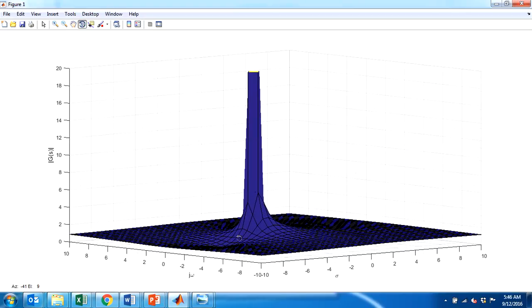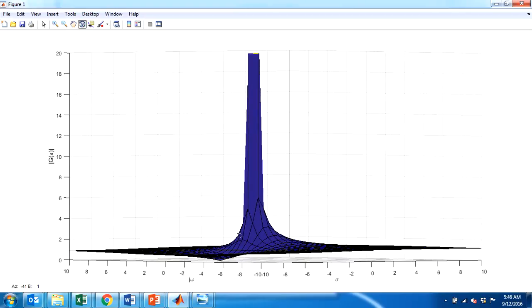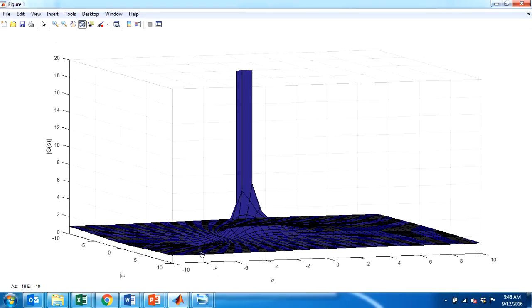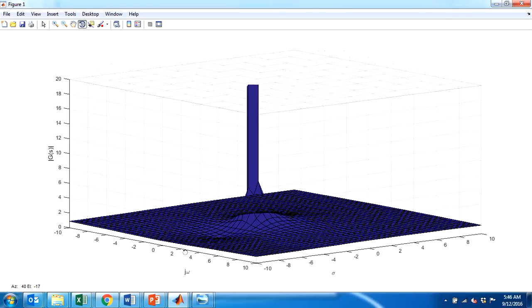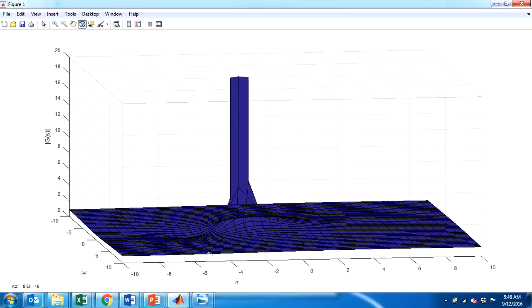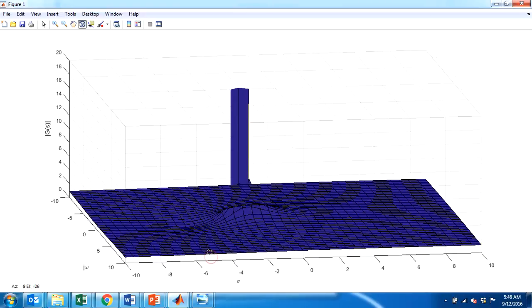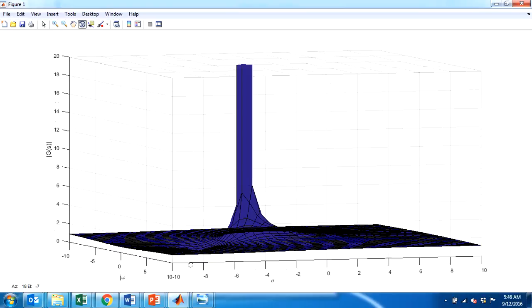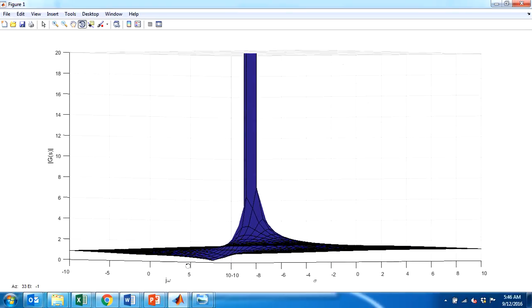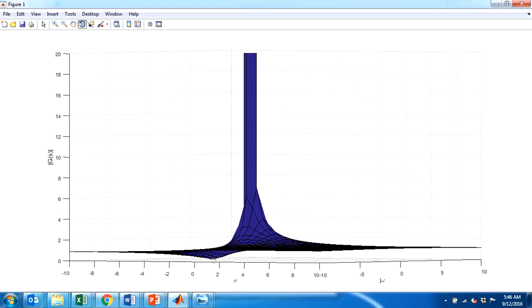I zoom in on that a little bit, sort of spin it. You can see right there, let me spin it back, I can see that little divot in the function at negative 5. Let me rotate it up so you can see it. You can see how it dives down to hit 0 right at that point. So essentially, this is what the magnitude of the transfer function really is.